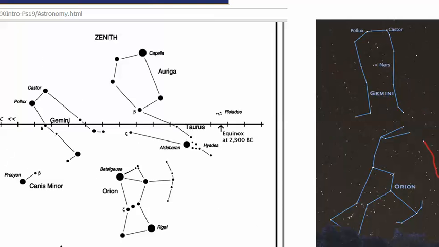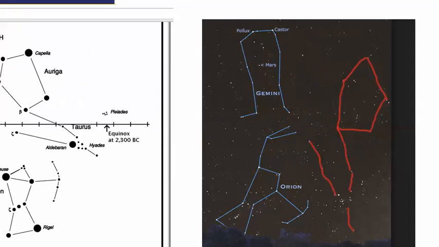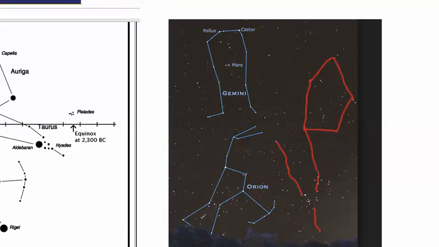And then the ecliptic runs from Delta Gemini to whatever the first star in the tail in Taurus is. So if I was to draw that, that would come from here and run down straight that way. That would be the ecliptic.